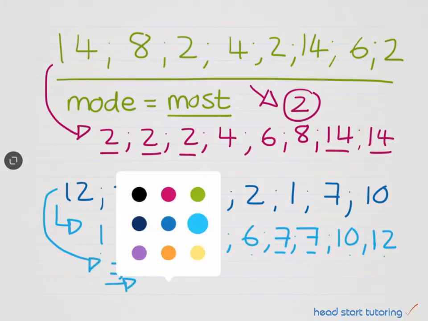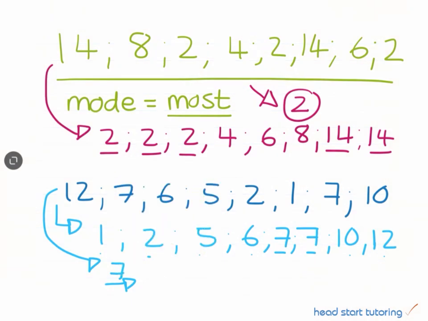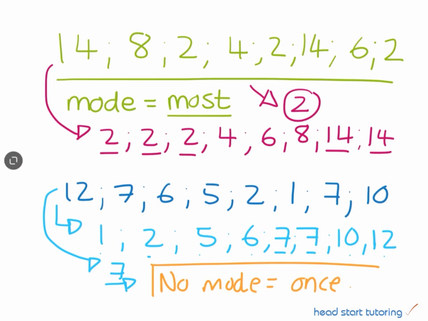If each number only appears once, then there will be no mode. So no mode if each number only appears once.